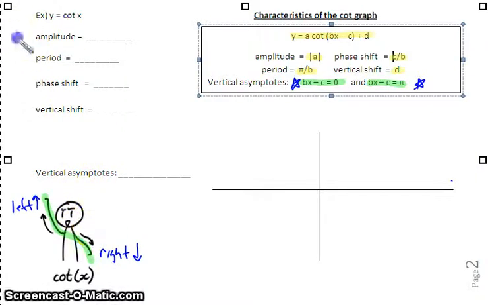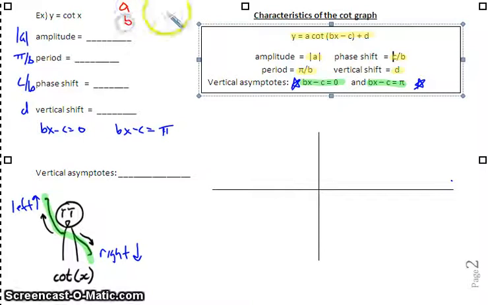So our amplitude, period, phase shift, and vertical shift. Our vertical asymptotes: bx minus c is equal to 0, and bx minus c is equal to pi. If we go through and plug that in now, looking at this, if we identify our A, B, C, and D, our A is an imaginary 1, our B is an imaginary 1 also in front of the x, and we don't have a C or a D.